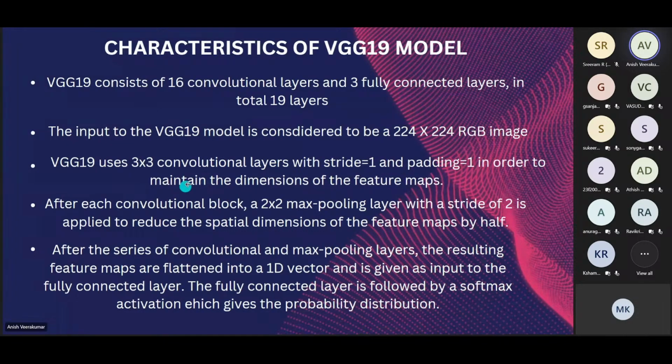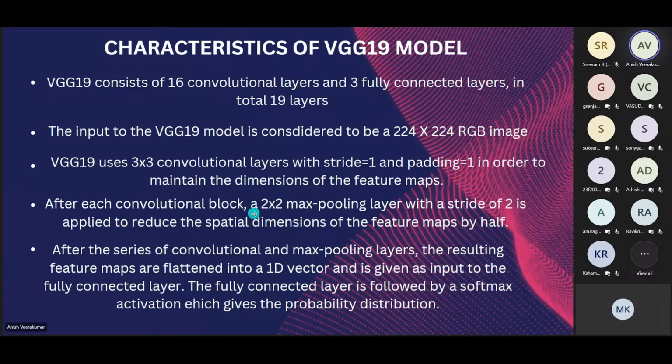VGG19 uses 3x3 convolutional layers with stride equal to 1 and padding equal to 1 in order to maintain the dimensions of the feature maps. We'll come to the dimensions part in the following slide. I'll explain it with a picture.